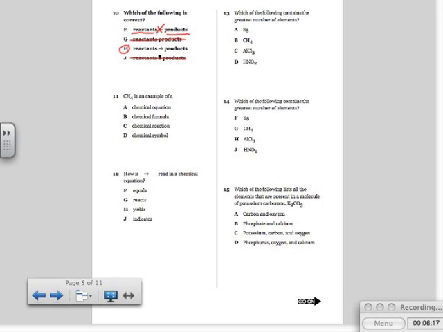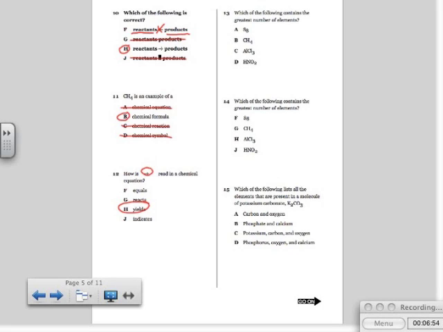Number 11. CH4 is an example of, let's see, we have chemical equation, chemical formula, chemical reaction, and chemical symbol. Well, it's not an equation because we don't have the yield sign and the products and the reactants showing up. It is a chemical formula for a compound of CH4. It is not a reaction, and it is not just a symbol. It's CH4, which is a chemical formula. Number 12 says, how is the arrow read in a chemical equation? You remember, it is like an equal sign in math, but we call it yields, so letter H.